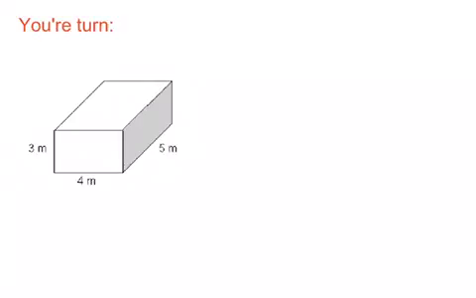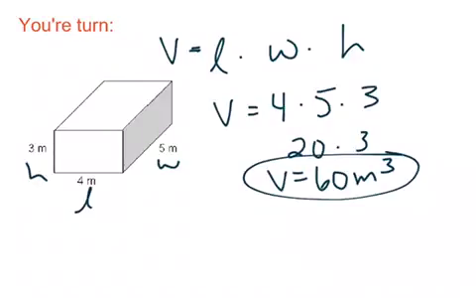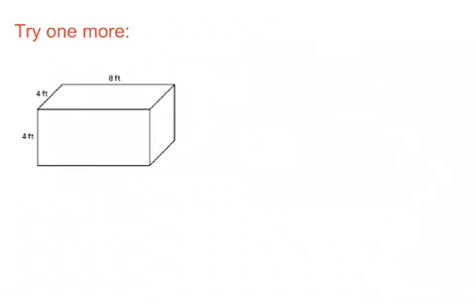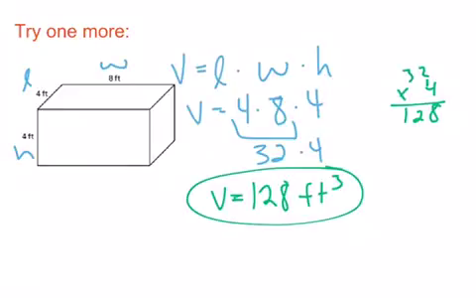So let's go ahead and have you guys try one of these problems. Remember, length times width times height. So fill in what you know, and then hit play to check your answer with mine. So this particular problem, the volume would be 60 cubic meters or 60 meters cubed. And we're going to try one more. So you're going to try one more on your own. Once again, go ahead and press play whenever you think you have an answer. So once again, in this particular problem, your volume would be 128 cubic feet.